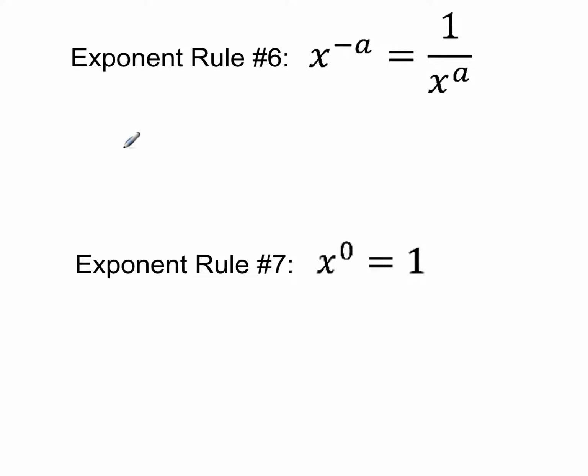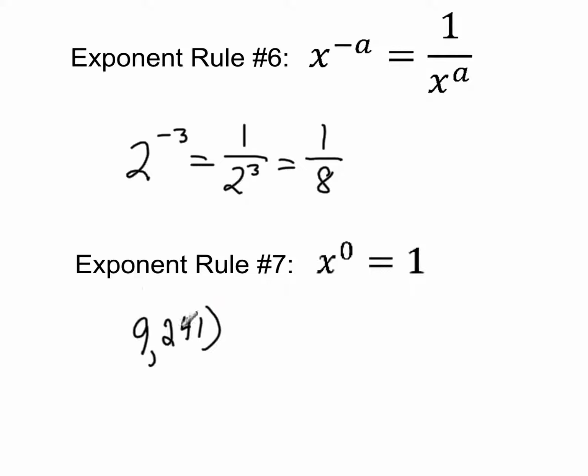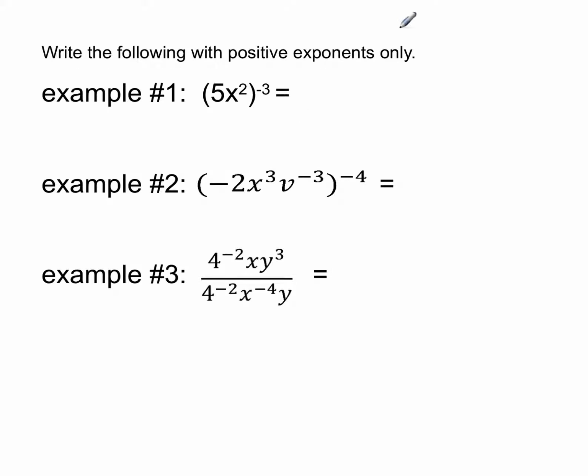Okay, so an example on this one would be 2 to the negative third power is 1 over 2 to the third, and then I can evaluate that further, 1/8. An example here would be 9,241 all to the 0th power would equal just 1. Okay, all right, so here let's get into some more difficult problems that you might encounter.